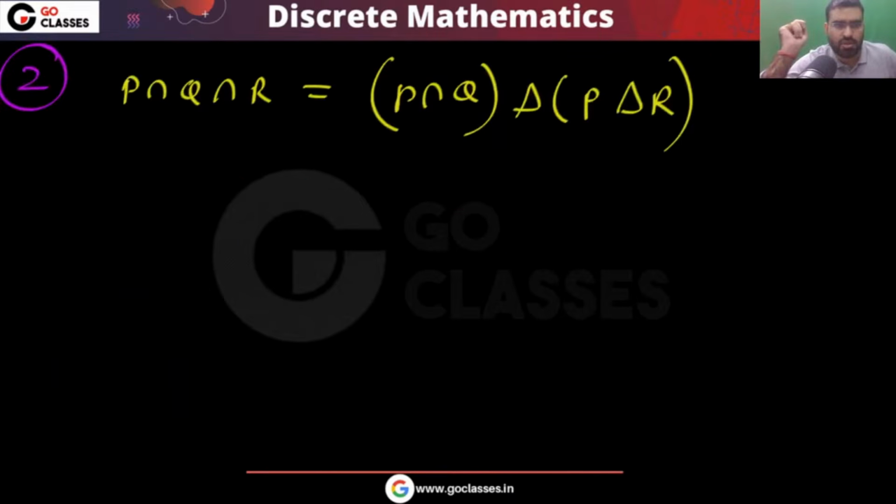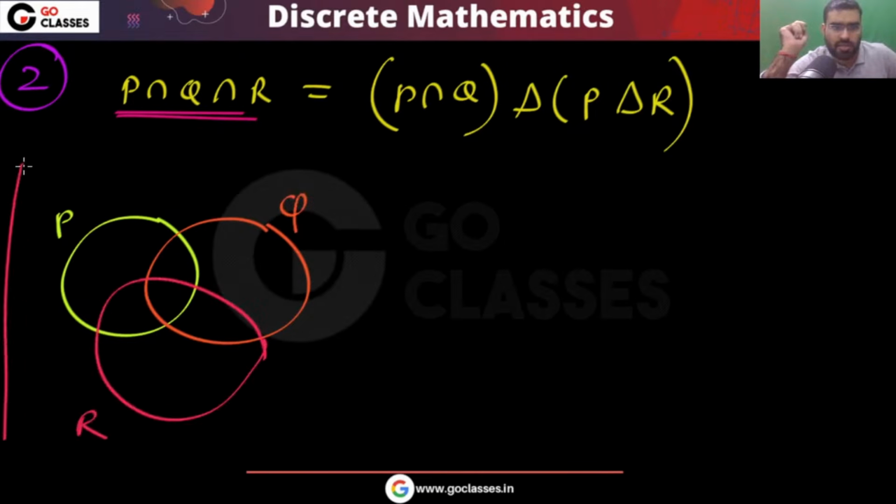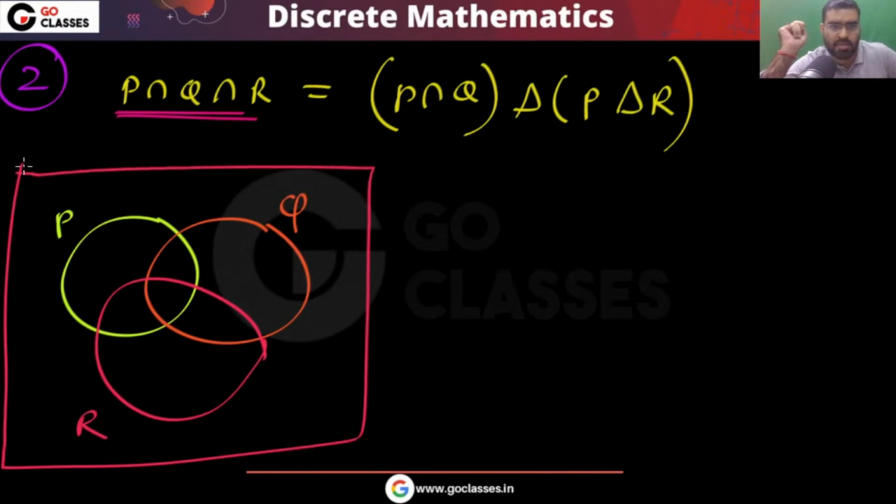So very easily you can do this. This is nothing actually. What you can do is just create a Venn diagram. This is your P. This is the Q. And this is the R. And this is your universal set M. So how many areas do you have? You have these many areas: 1, 2, 3, 4, 5, 6, 7, 8, total 8 areas.